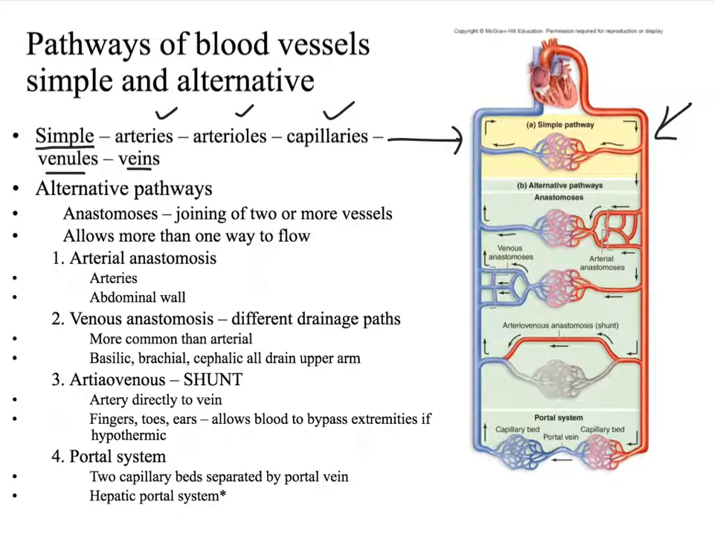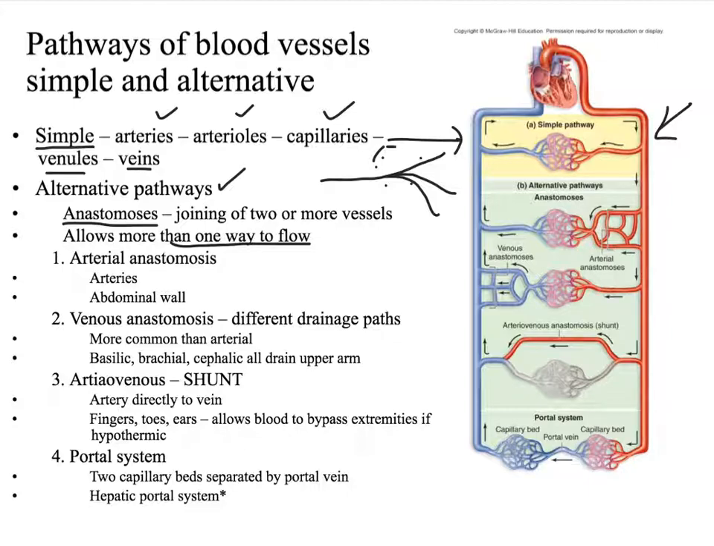Now, of course, it's our body. Nothing is ever simple, right? So there are alternative pathways. The alternative pathways lots of times involve anastomosis, which I think we talked about in the last lecture. An anastomosis is where two or more vessels come together. So it's kind of like here's one, here's another one, maybe here's another one. This would be the anastomosis, where they meet and branch apart. The cool thing about anastomosis is they allow more than one way to flow. It's like our body's backup plan.